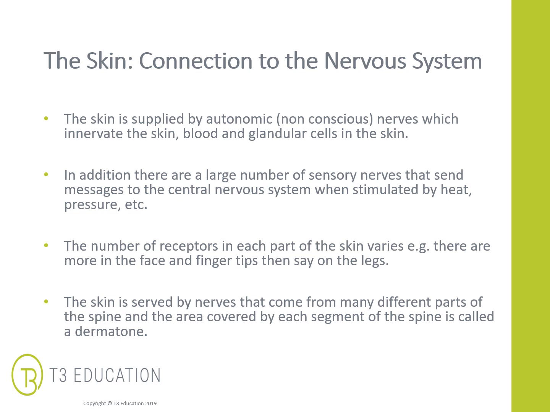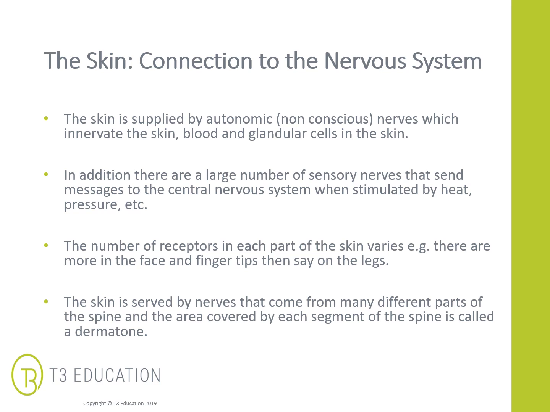The skin is supplied by autonomic nerves, so those subconscious nerves. They innervate the skin, blood and glandular cells on the skin. There are a large number of sensory nerve endings, sending messages to the central nervous system for processing. So for example, taking inputs from heat, pressure, etc.